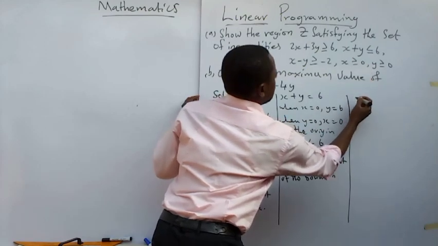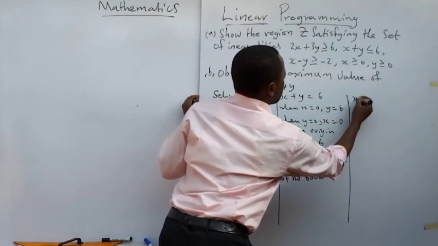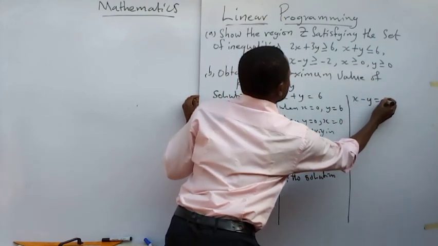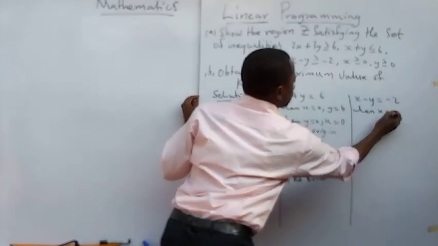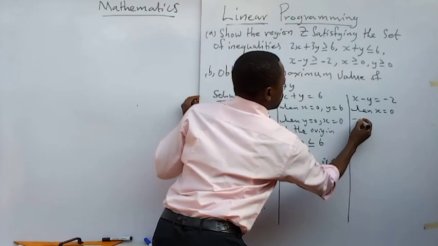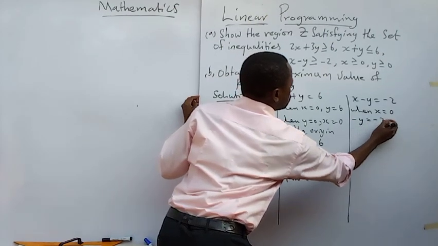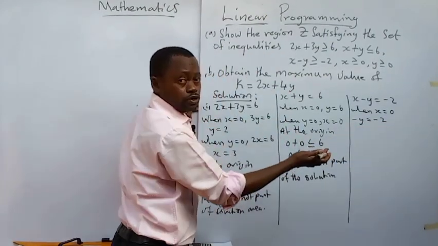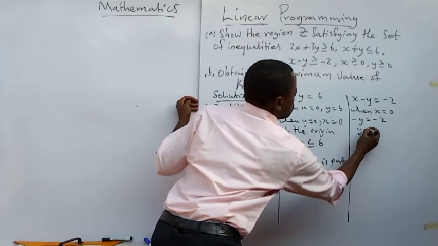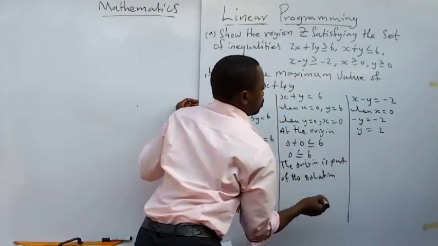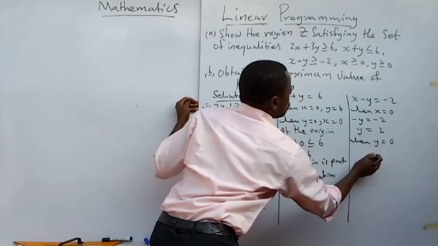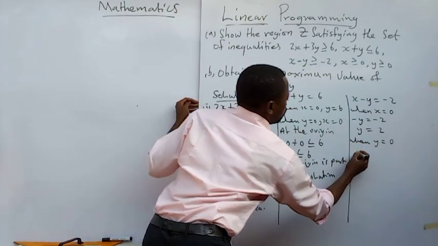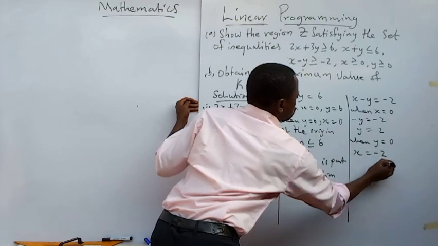Let's look at this. We have here x minus y equals to minus 2. When x is equals to 0, you see that you have minus y equals to minus 2. If you divide both sides here by minus 1, you realize that y is equals to 2. And then when y is equals to 0 in that, then we will have x equals to minus 2.